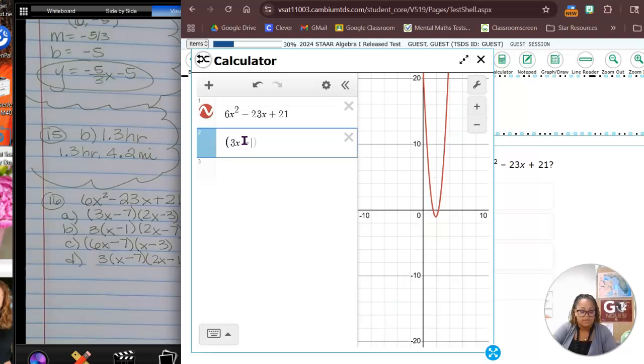3x minus 7. And then 2x minus 3. Oops, that says 30. Wrong. Okay, so I see immediately that the blue graph that I just finished typing in covered up my red graph. So if I turn it off and on, I can see that these are the same. This is already my correct answer. I don't have to waste time and go any further.